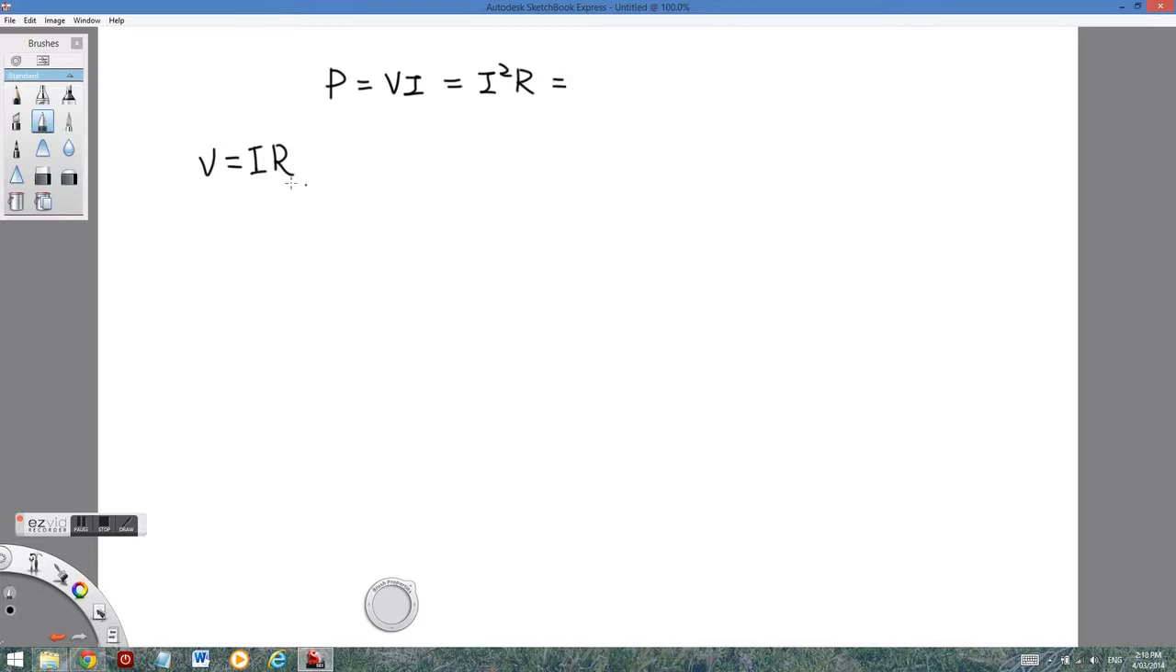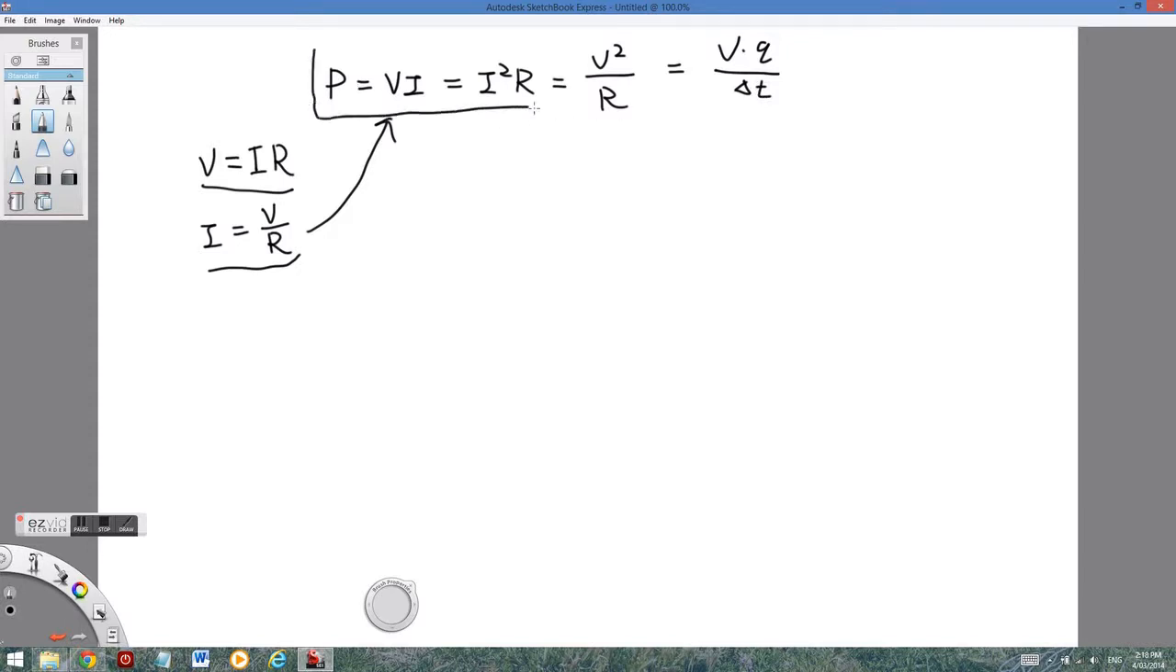The other way around, current is V divided by R. If I substitute this into that equation again, power can also be calculated as V squared divided by R. Also, previously we learned voltage times the charge divided by the time. So these are the equations for you to find power, so write them down in your notes.